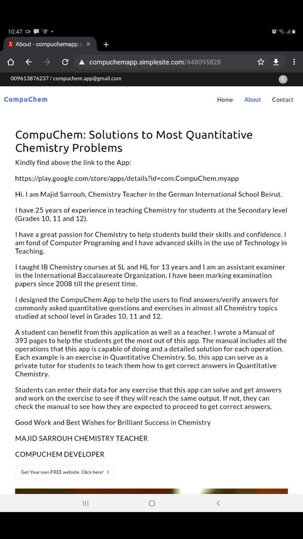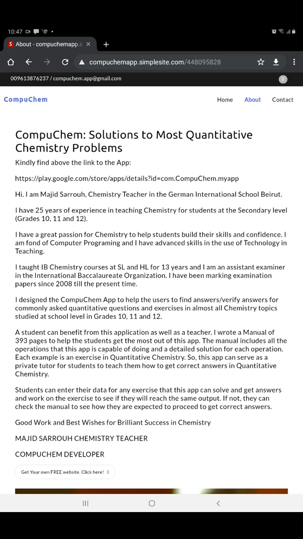I wrote a manual of 393 pages to help students get the most out of this app. The manual includes all the operations that this app is capable of doing and a detailed solution for each operation. Each example is an exercise in quantitative chemistry.